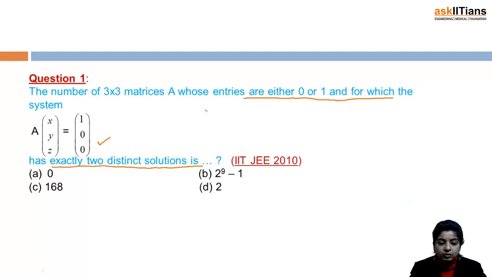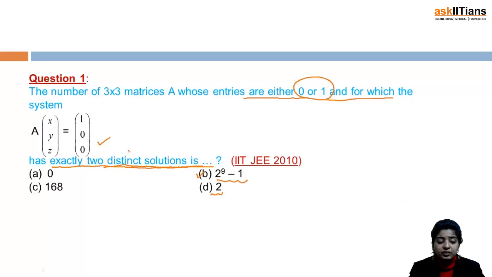Now do not get confused on seeing that the entries are either 0 or 1, and the options are also somewhat in terms of 2, like 2 raised to 9 minus 1 or 2 0. Don't get confused on seeing these options. Just try to concentrate on the question and understand the concept. What is the question exactly asking? The question is asking that the system should have exactly 2 distinct solutions. In such types of questions, just try to ponder on the types of solutions that the question is giving.